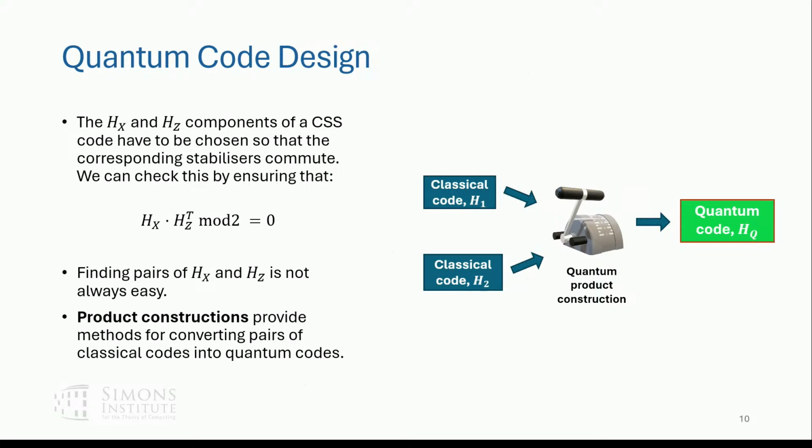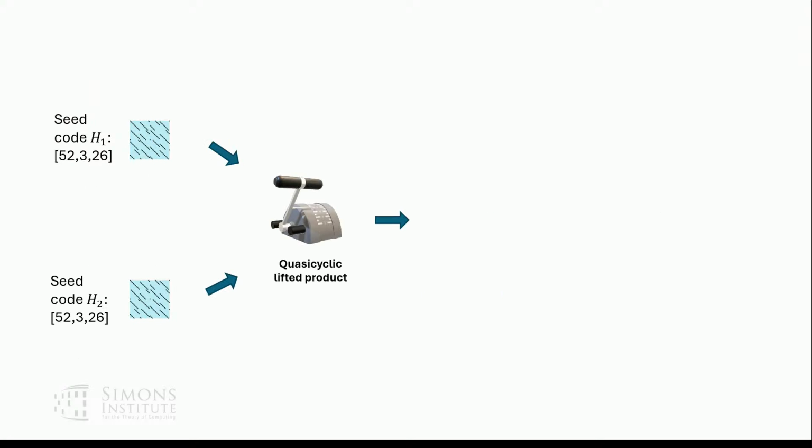And we can make sure that this property is satisfied in terms of this CSS formalism simply by checking that when we multiply the HX matrix by the transpose of the HZ matrix, we map to the 0 vector. So this is a challenge in designing quantum codes, because finding pairs of codes that give us this property is not always easy. This is where the product constructions come in, and we can think of these as a recipe for turning classical codes into quantum codes.